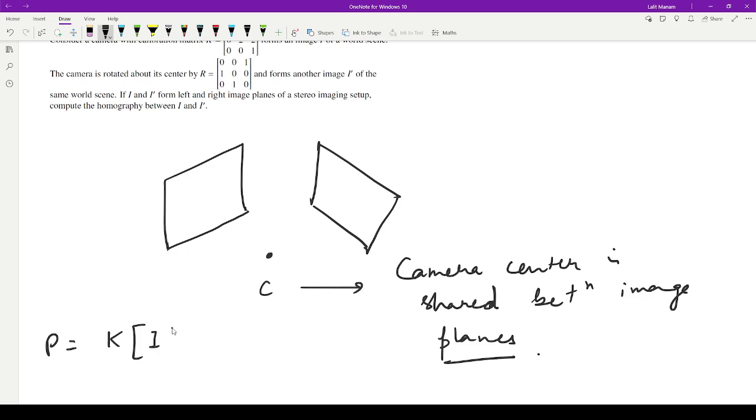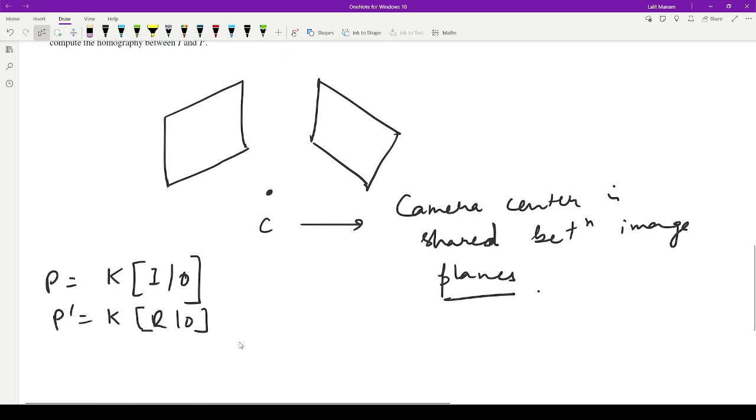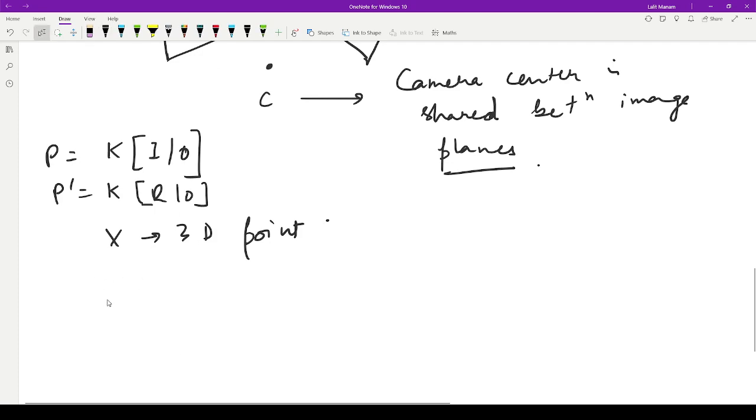So my P will look like this if I assume that the camera center is at the origin. And my P prime will look something like this, since there is no translation and only rotation. Given a 3D point X, how can we mathematically write it? We first take the images of the 3D point, and this should be in homogeneous coordinates.